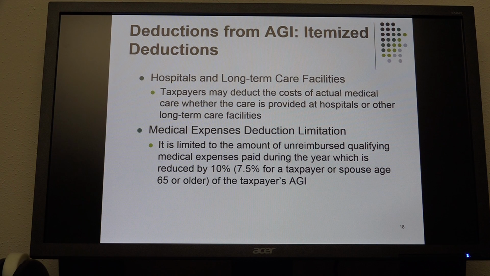Now note the limitation here. The general rule is that your medical expenses paid during the year, first of all, that's an important thing. You can't just have a bill for the year and deduct it. You actually have to pay it. Okay, so that's kind of important to know. And so the deduction limitation is that the amount of unreimbursed qualifying medical expenses paid during the year is reduced by 10% of the taxpayer's AGI.